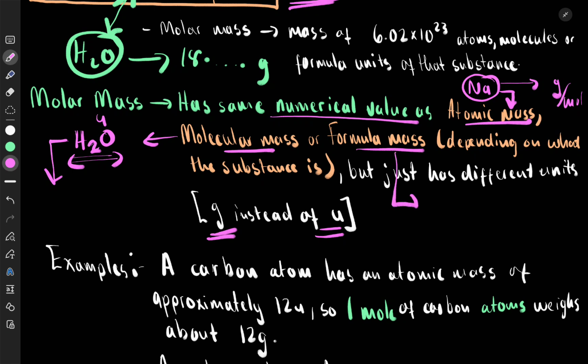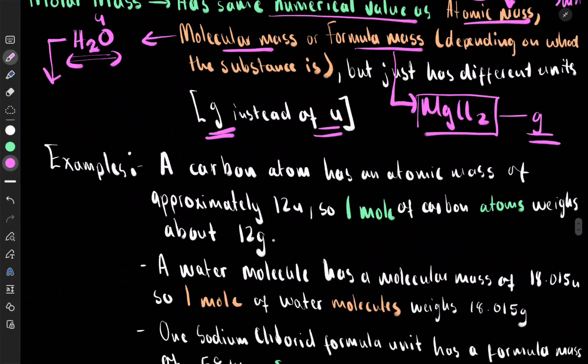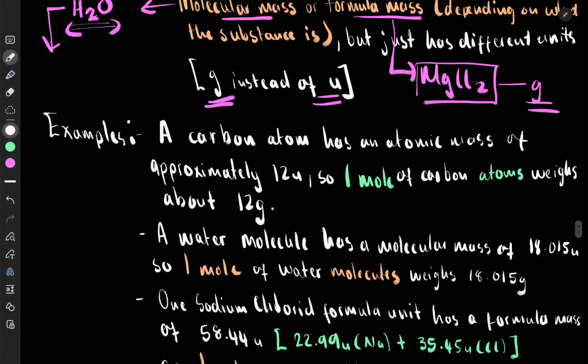It's the same for formula mass. Formula mass would be for things like MgCl2. We saw the mass of MgCl2 when we covered the formula mass. Now, if you want the molar mass, that means the mass of 1 mole of that. So 1 mole of MgCl2, its mass will be in grams. And we go just by changing u to grams. An example: carbon, which is an atom, has an atomic mass of 12 u. We say the atomic mass is the mass of 1 atom.